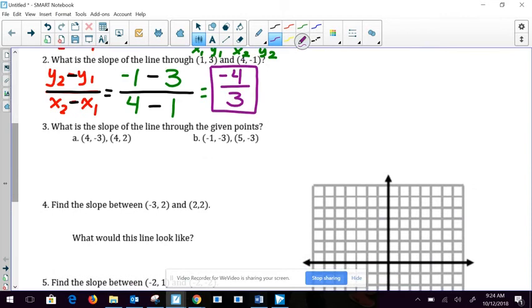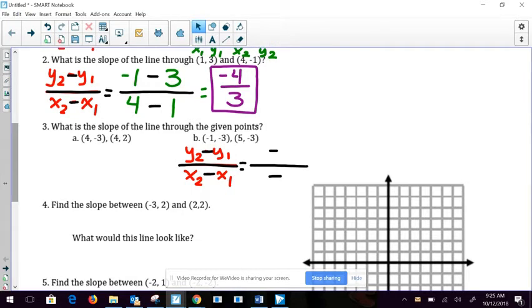Let's try one more. Let's look at letter B because there's a whole bunch of negatives in it. So we're going to look at 3B, again, where it's asking for the slope through these points. I'm still going to start with my equation. So I have y2 minus y1 over x2 minus x1. What part always stays? My fraction and my subtraction. Did you label your points already? Good job. x1, y1, x2, y2.